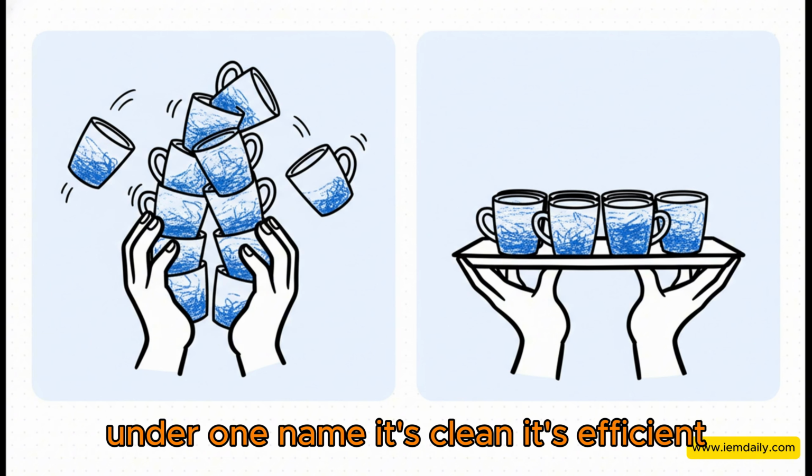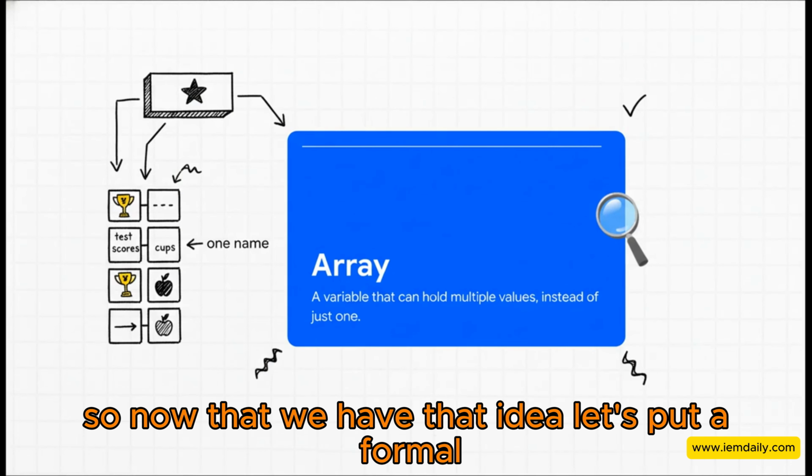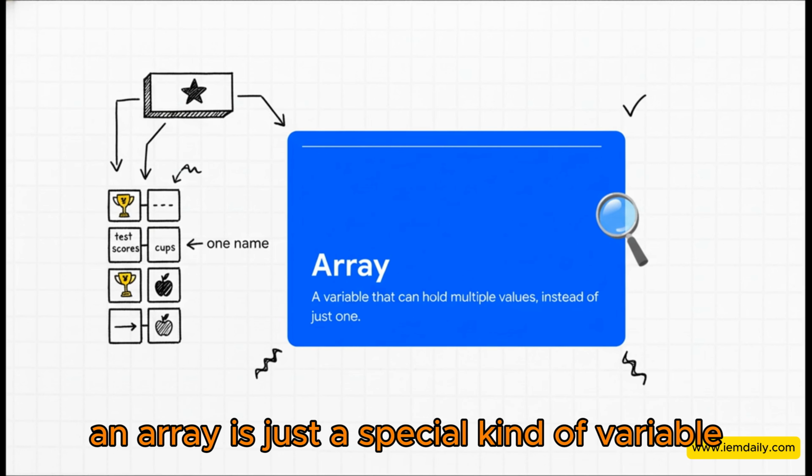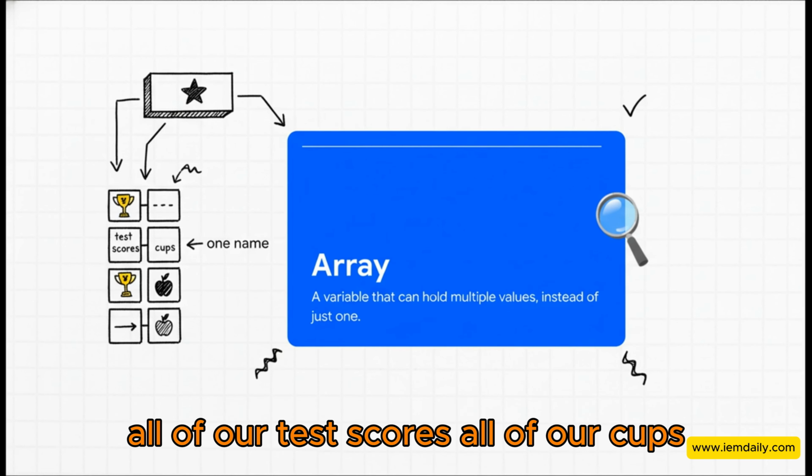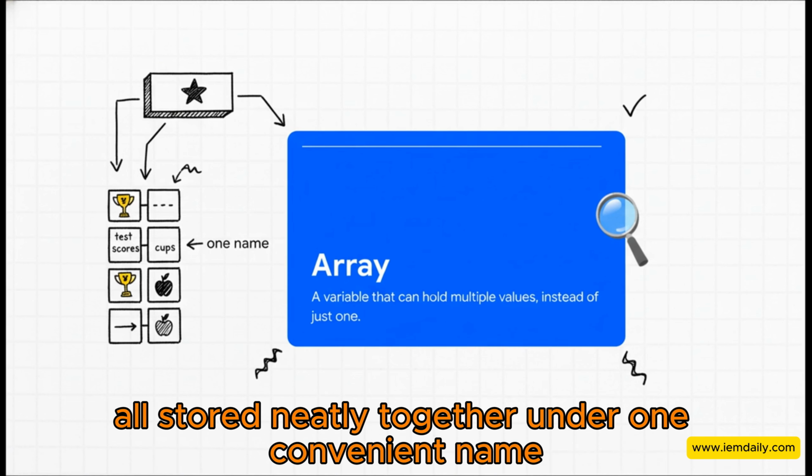It's clean, it's efficient, it just makes sense. So, now that we have that idea, let's put a formal definition on it. An array is just a special kind of variable. Instead of holding only one value, it's built to hold a whole collection of them. All of our test scores, all of our cups, all stored neatly together under one convenient name.